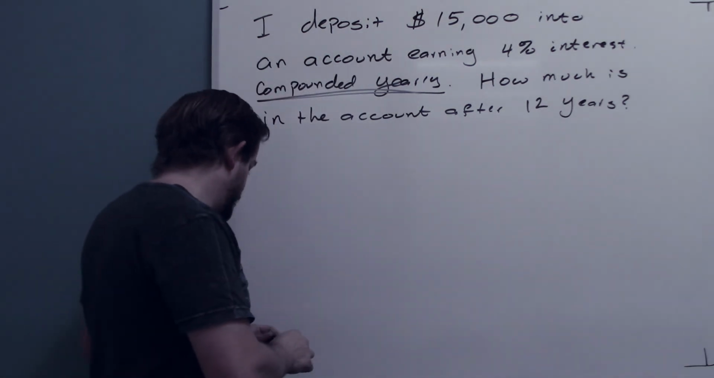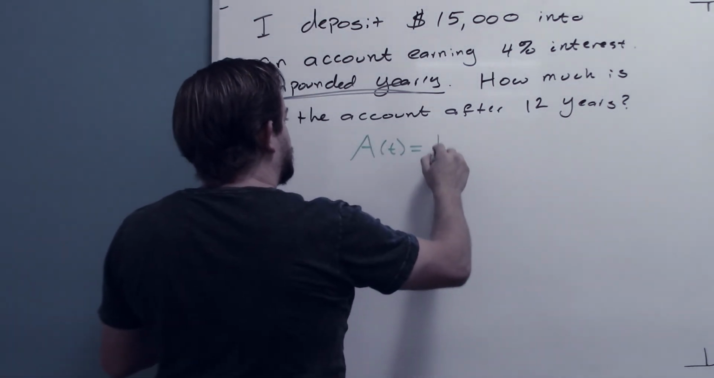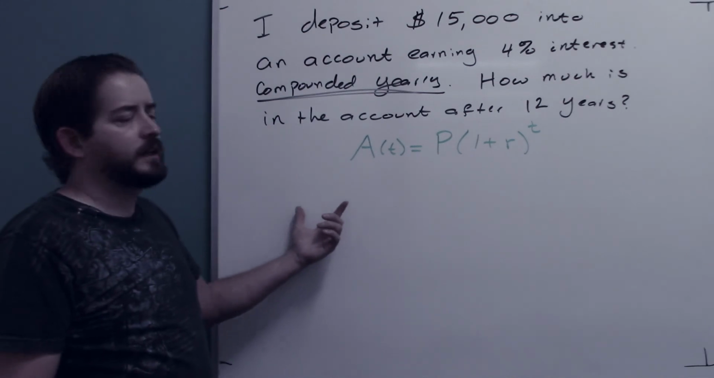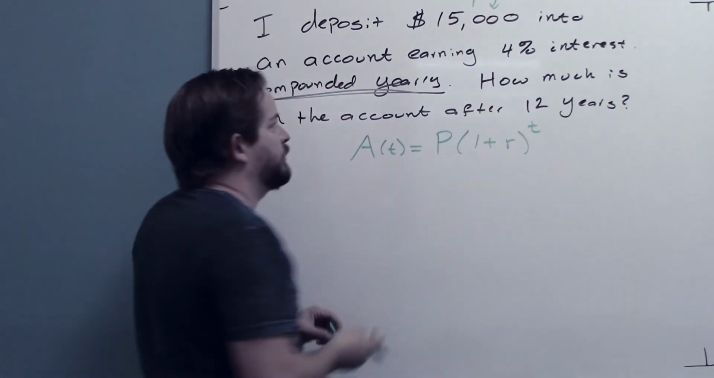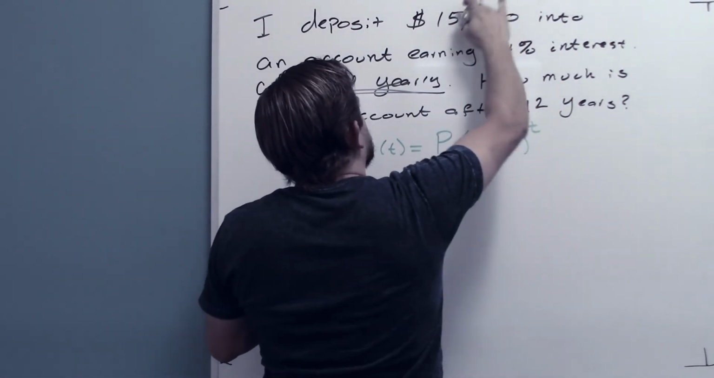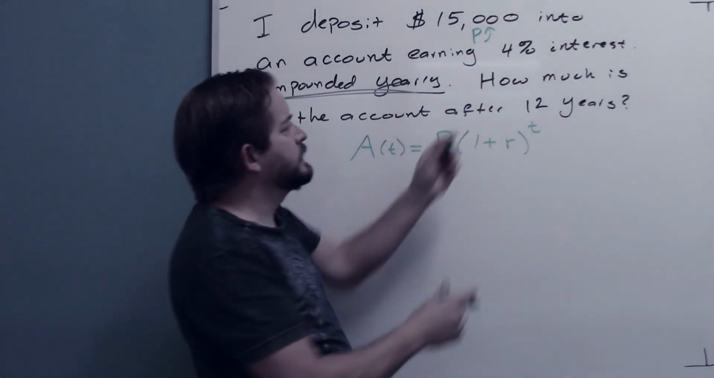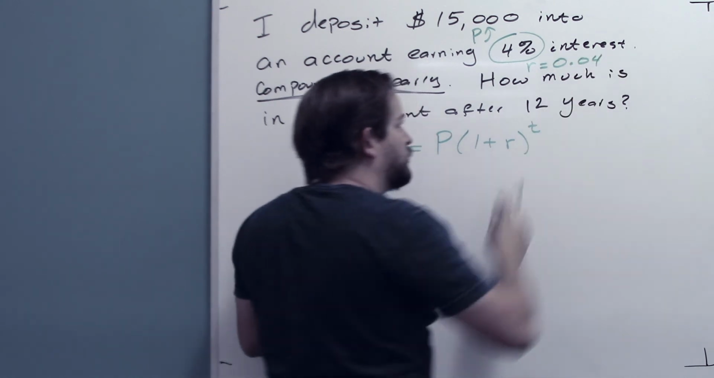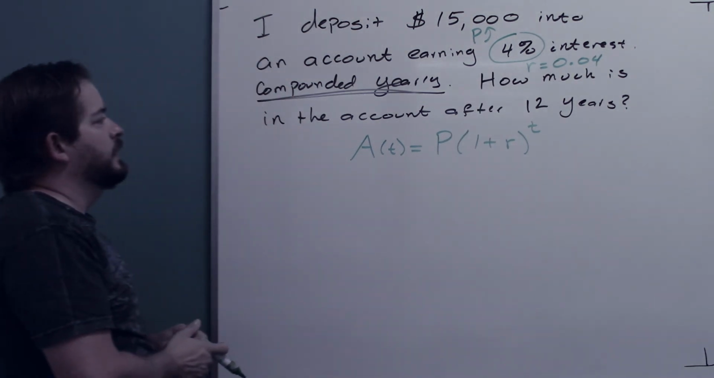So I use that formula. Here it is again: A of t is equal to the principal P multiplied by 1 plus r raised to the t. All I really have to do is recognize what P, r, and t are. P, the principal, the amount that I put into the account, is $15,000. r is the 4%, so r as a decimal is 0.04. I want that as a pure number, get rid of that percent. And then t is 12.